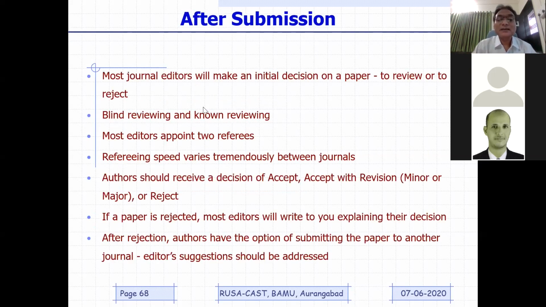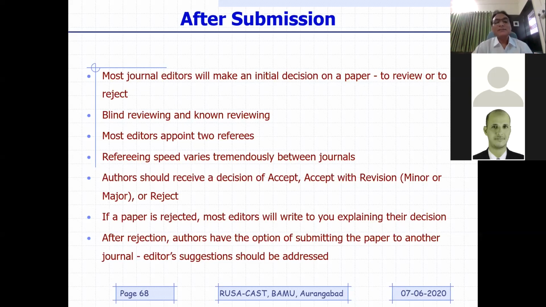After submission, what do you need to do? Once you have submitted the paper, what do you need to do? Most of the journal editors will make an initial decision on the paper, to review or reject. Once the editor receives the paper, he is going to quickly go through your title, abstract, and entire paper, right? That is why your abstract should be very, very effective and your writing style should be very, very impactful. Sometimes, if you are not able to convince the editor, he will straightaway reject your paper. He will not allow your paper to go through reviewing.